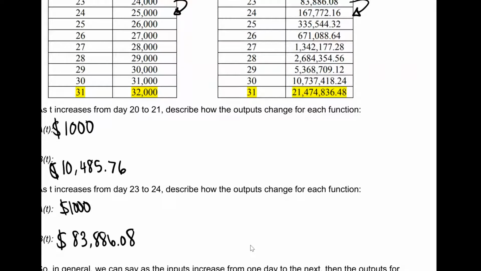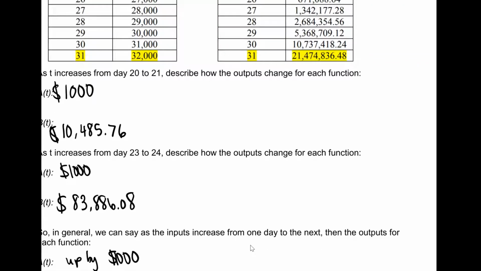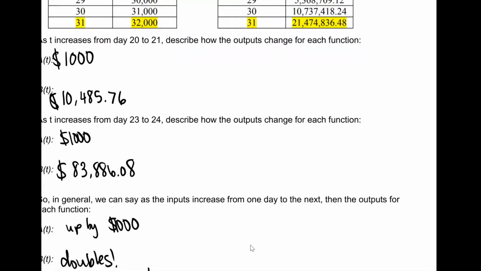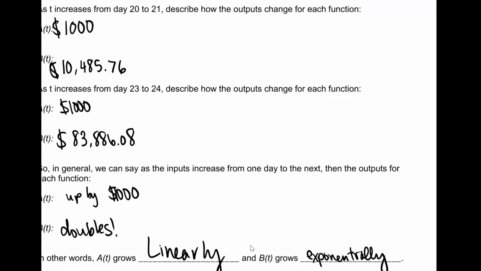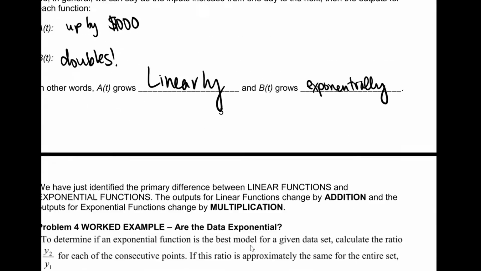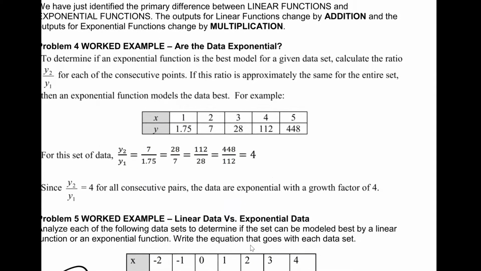What the heck? So in general, you can see the inputs increase from one day to another, right? Option A is going up by $1,000 a day, but B is doubling every single time. You're just doubling how much money you're getting every single time. In other words, A of t grows linearly because you're increasing by the same amount every single day, versus B, which grows exponentially because it keeps doubling. So this is the big difference between linear and exponential functions.